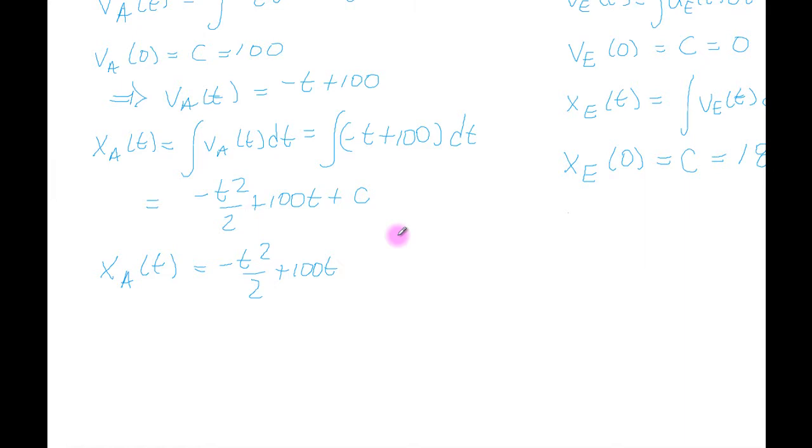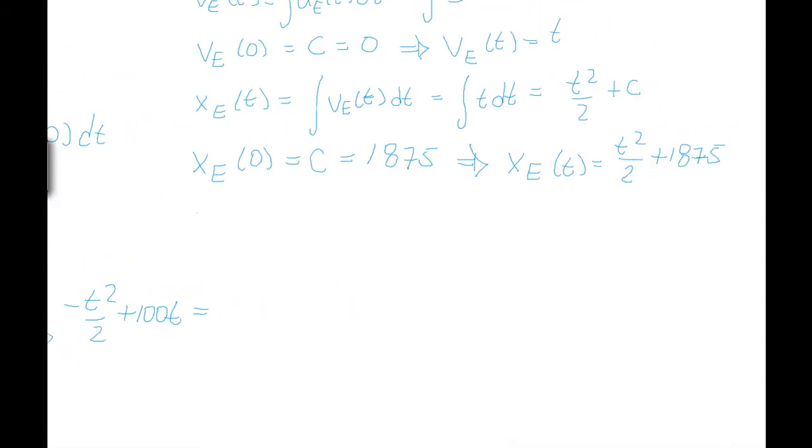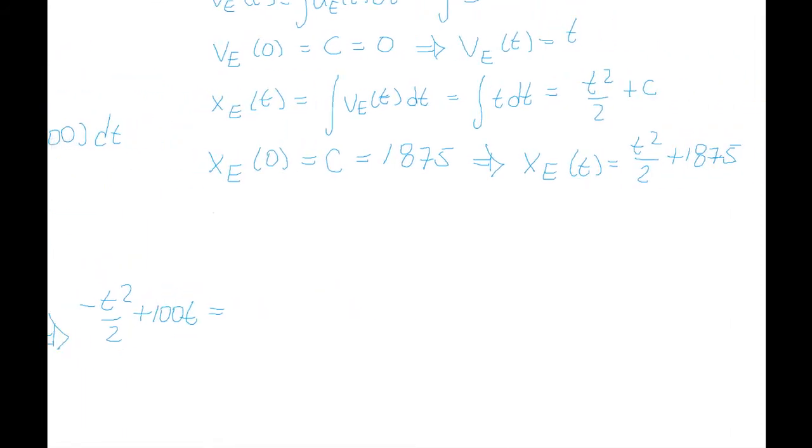Now, the time that the arrow impacts Edward is when they both meet at the same position. So we have to equate those two equations. So we have that at the moment of impact, x_a(t) is equal to x_e(t). So let's equate those two equations. What is the position of Edward? It's t squared over 2 plus 1875.